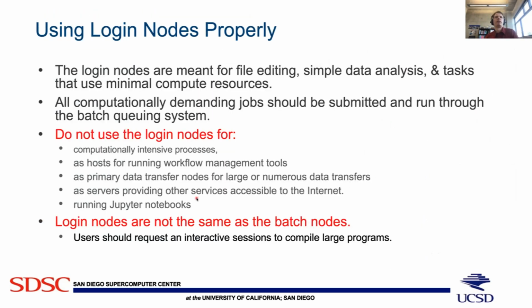The login nodes, right? They are meant for file editing, simple data analysis and tasks and so on. And you shouldn't do anything on those that is computationally demanding. So if you have anything that's computationally demanding, you need to submit your jobs as discussed before and run through the batch queuing system. So you would basically get a login and either interactively, if you want to do something interactively, or via the batch queuing system, a job that then runs automatically once it gets scheduled for the time it needs to run on one or multiple of the compute nodes. So the login nodes should not be used for anything that's computationally intensive.